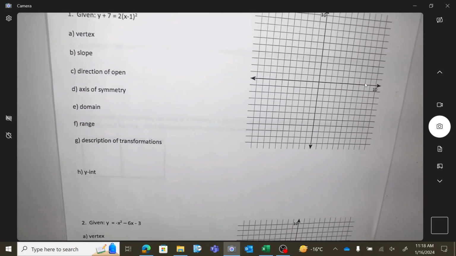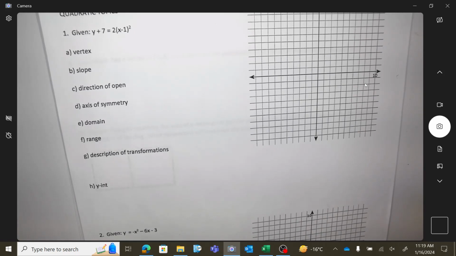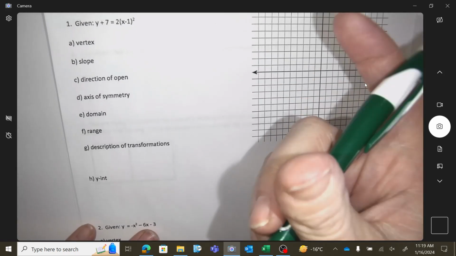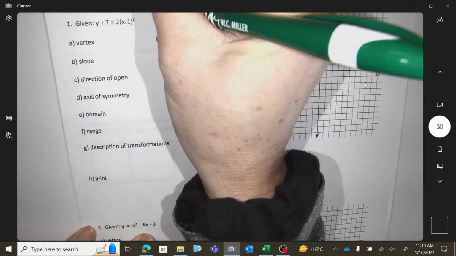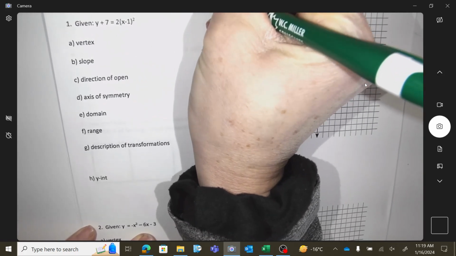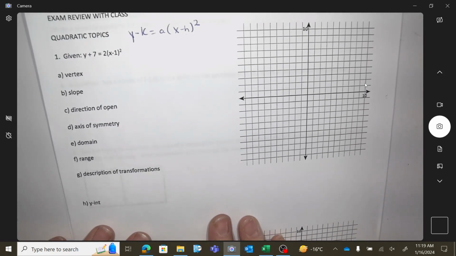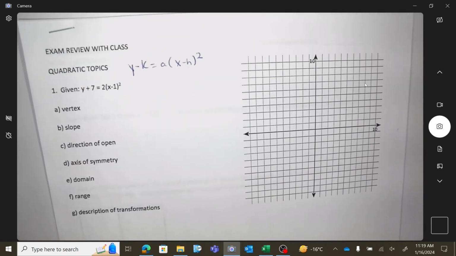Okay, quadratics. Okay, the vertex. And don't forget, on your formula sheet, this is what you're looking at with quadratics.